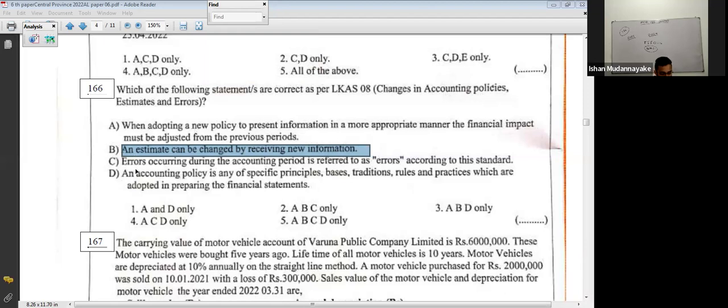D. An accounting policy is any of special principle, basis, traditional rules and practices which are adopted in preparing financial statements. Yeah, that is correct. So the answer is ABD. Answer should be ABD.